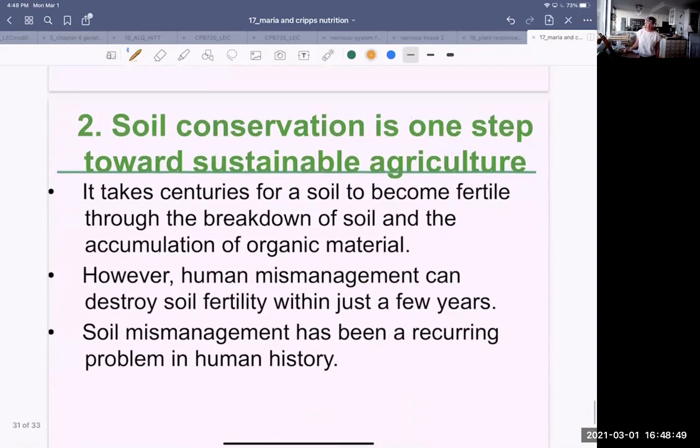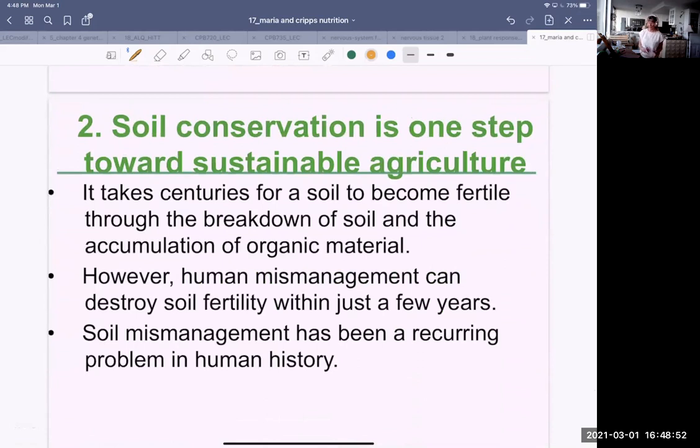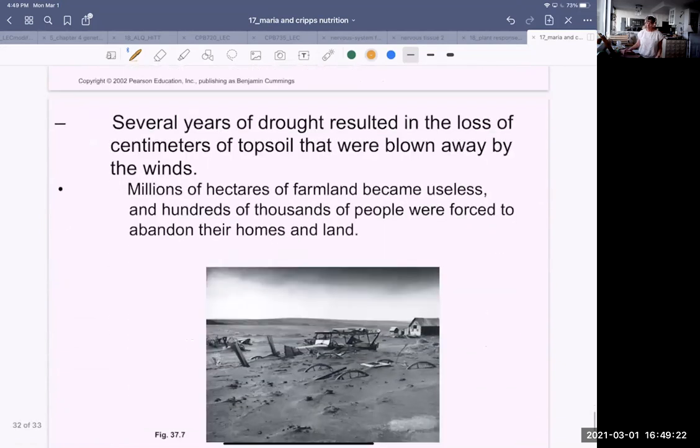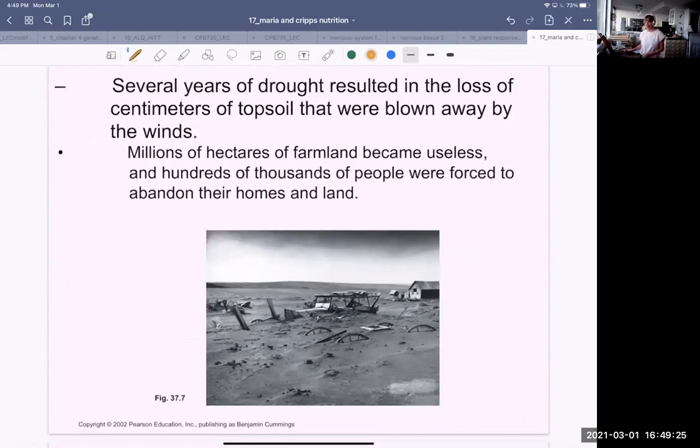There is. We talked earlier a little bit about agriculture and how we sometimes change the environment. Really, it takes centuries for a soil to become fertile through the breakdown of soil and the accumulation of organic material, with no outside disturbance. But humans can mismanage it and destroy soil fertility very, very quickly. It's a fairly common thing. One that you might have heard of happened a long time ago. I think The Grapes of Wrath was based on it: years of drought, losing topsoil that was blown away.